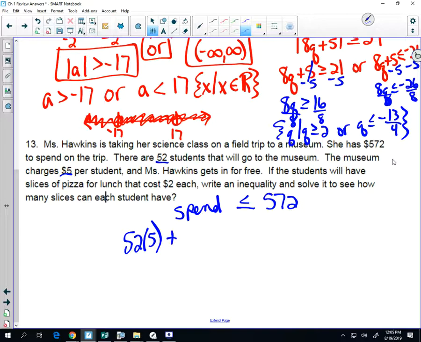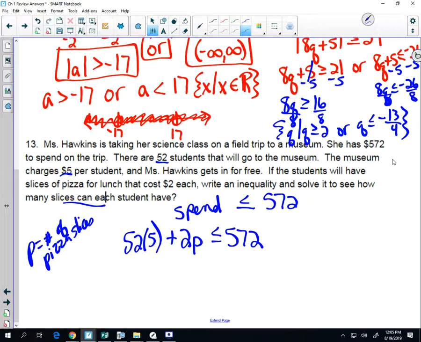She doesn't have to pay anything. And then they're going to spend $2 on each slice of pizza. And we want to find how many slices we can have. So I'm going to use P. So over here, I'm going to say P equals number of pizza slices. And we have to go less than or equal to 572. Maybe you go ahead and subtract the 52 times 5 from the 572, and that's okay because we're going to end up at the same spot. We don't have to have exactly the same thing.